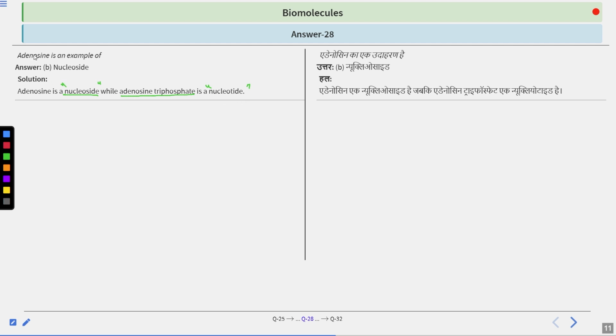We have asked that adenosine is an example of. So adenosine is an example of a nucleoside. And that is why we have our correct answer as option B, that is nucleoside.